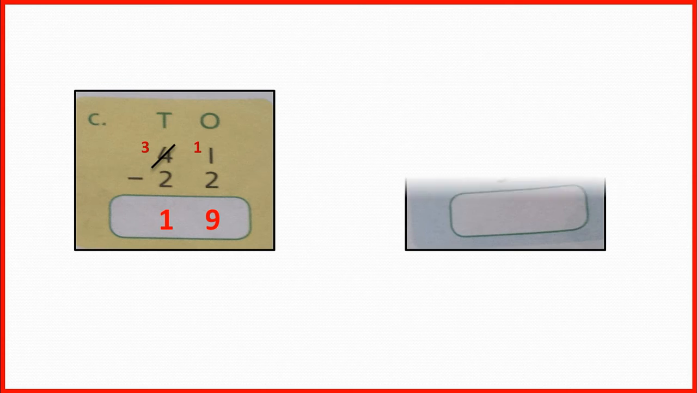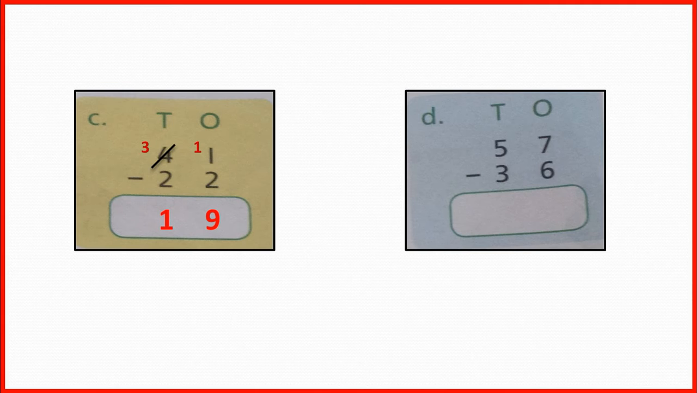Now here is another question. Can we take away 6 from 7? Yes, we can subtract 6 from 7. So when we subtract 6 from 7, the number comes 1. And when we subtract 3 from 5, the number comes 2.